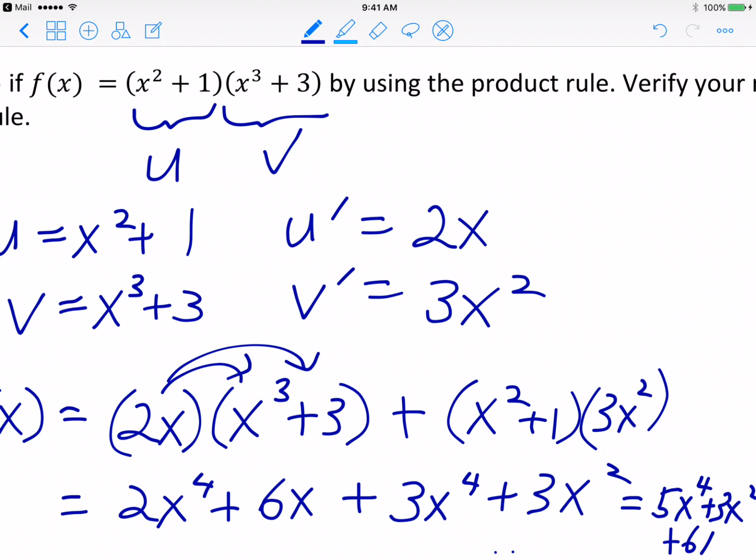Plus 6x. Let me check the answer real quick: 5x to the fourth power plus 3x squared plus 6x. Yeah, that's what we have.